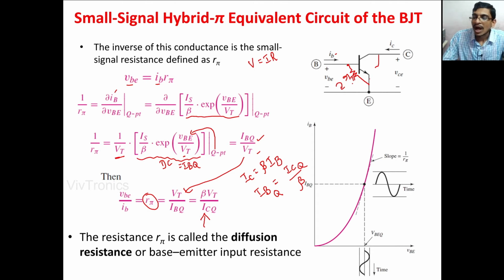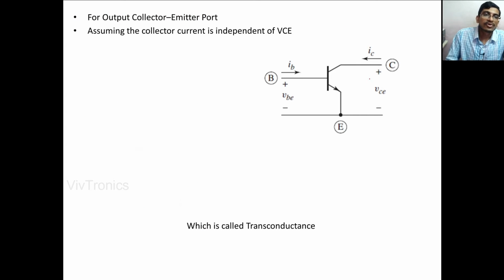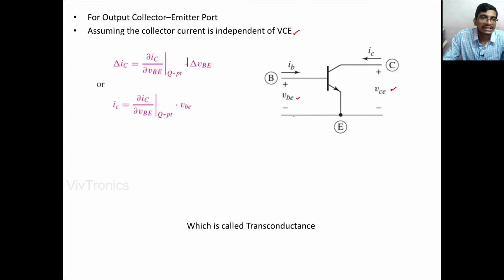Now we need to get the output equivalent component. Therefore, for the output collector to emitter port, assuming the collector current is independent of the VCE. Okay, we are assuming that the IC is independent of the VCE, so definitely the IC depends upon the VBE voltage. Therefore we can say that delta IC, the change in the collector current, is equal to dou IC by dou VBE at Q point into delta VBE, the change in the base to emitter voltage.